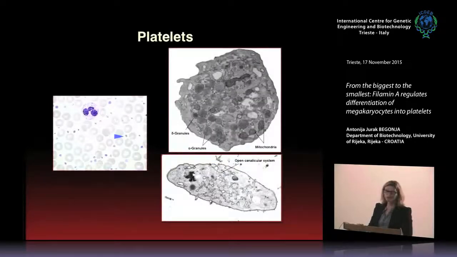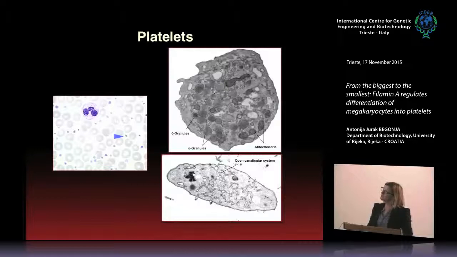They are very small cells, 2 to 4 microns, and as you can see here on these electron micrographs, what characterizes them is that these are cells without nuclei. Well, to be more precise, mammalian platelets do not have nuclei, but if we go to birds, fish, or reptiles, they have thrombocytes, which do have nuclei and which develop directly from progenitor cells.